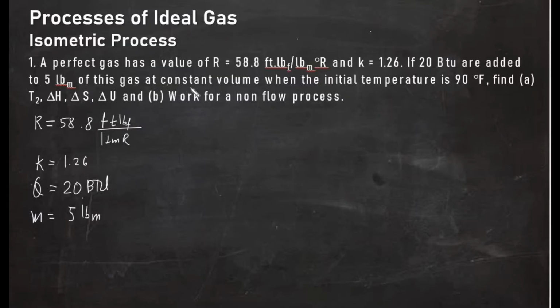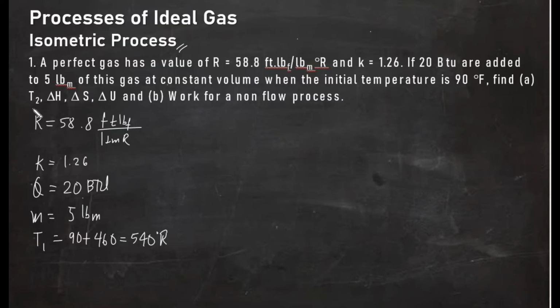At constant volume. If volume is constant, then we're definitely talking about the isometric process. The initial temperature is 90 degrees Fahrenheit, so T sub 1 is 90. To make it absolute, notice I write capital T, so we add 460, and that will be equal to 540 Rankine. The question is, find: A, temperature 2; delta H, or the change in enthalpy; the change in entropy; the change in internal energy; and also the work for a non-flow process.